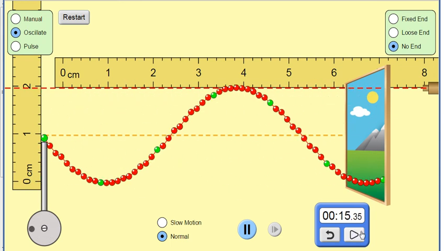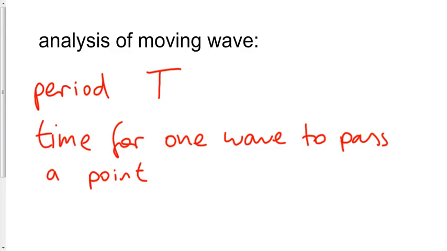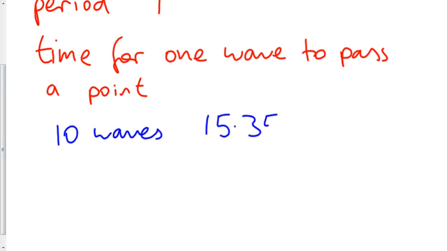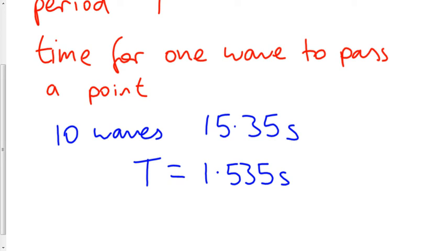Okay, 15.35 seconds. So if we say 10 waves was 15.35 seconds, therefore the time for one wave, which is the period, is that divided by 10, which is 1.535 seconds. So the period is the time for one wave to go past, and it's measured almost always in seconds. What is the frequency?